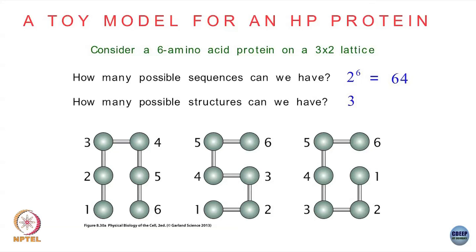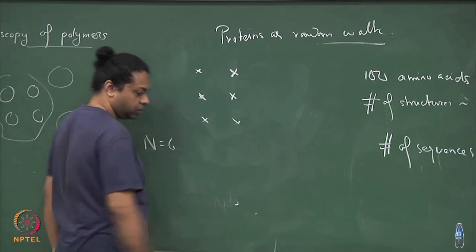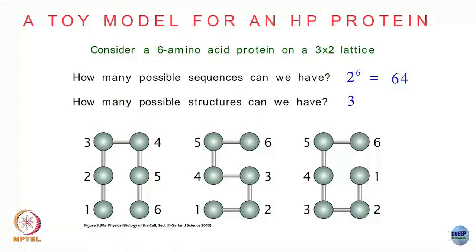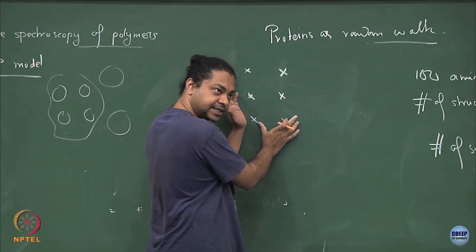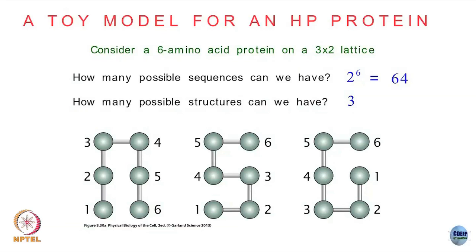What are the number of possible structures that I can have? Anyone? Given this 3x2 lattice, what are the possible unique structures that I can draw? Remember, this is a compact random walk, which means I have to occupy every lattice site once. So, what are the possible structures that I could have?